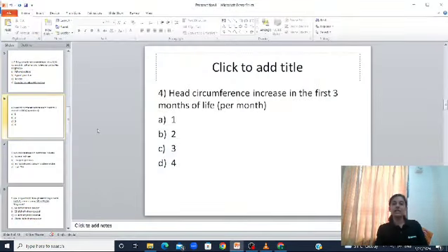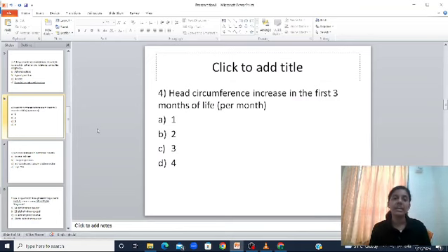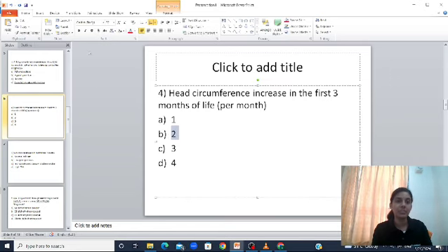Yes, your head circumference increases in the first 3 months of life by 2 centimeter per month, in the next 3 months by 1 centimeter per month, and for the next 6 months it is 0.5 centimeter per month. So they have asked the question as first 3 months of life. So for the first 3 months of life, your head circumference will increase by 2 centimeter per month.